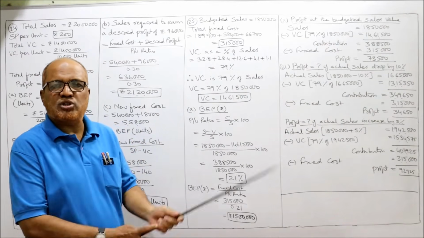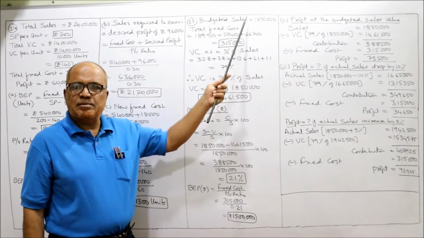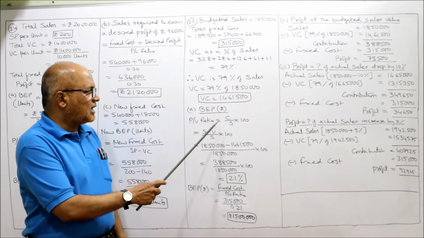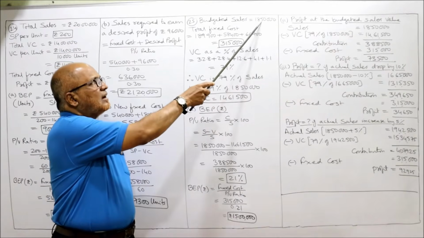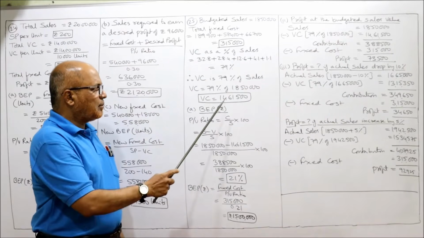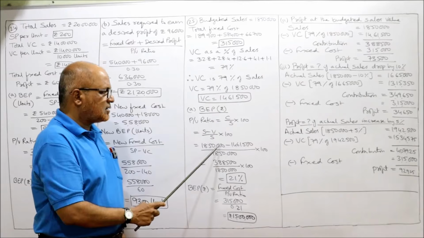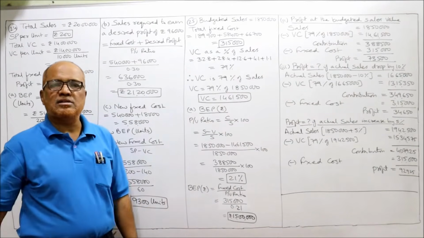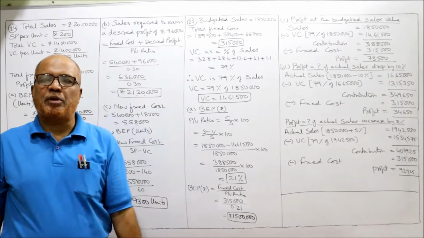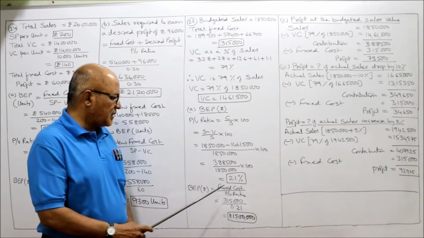Here we have the information of S and V. Sales are there, variable cost is also there, so in place of C, S minus V by S into 100. How much are the sales? 18,50,000. And how much is the variable cost? 14,61,500. Divide by 18,50,000 into 100. So you'll get 21%. So PV ratio, profit volume ratio, we got 21%.